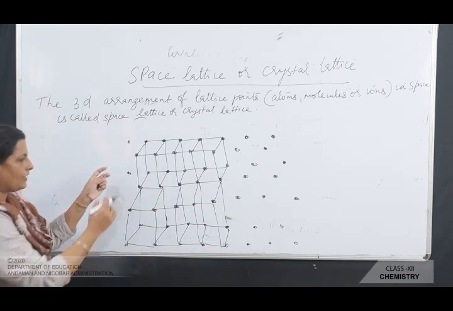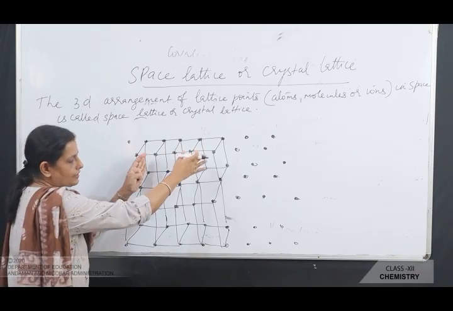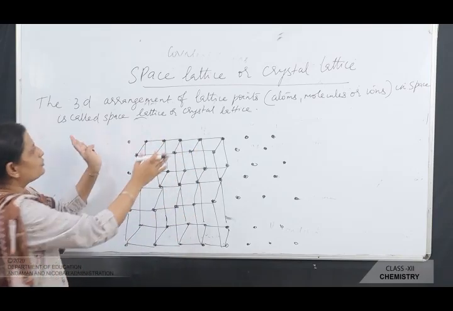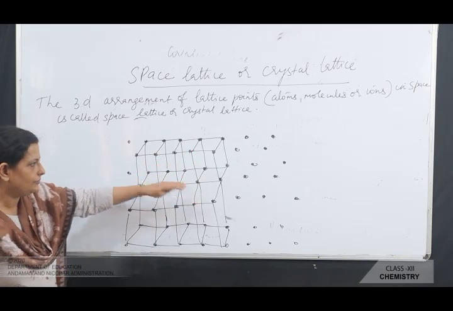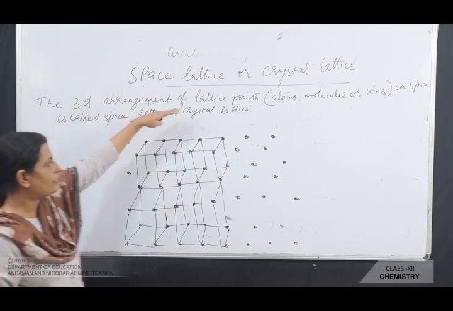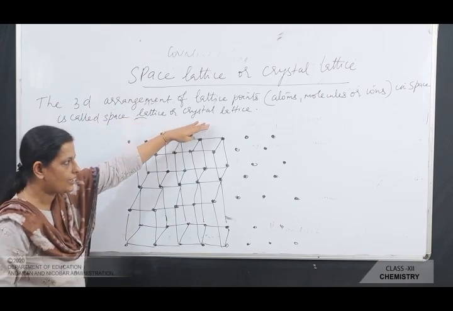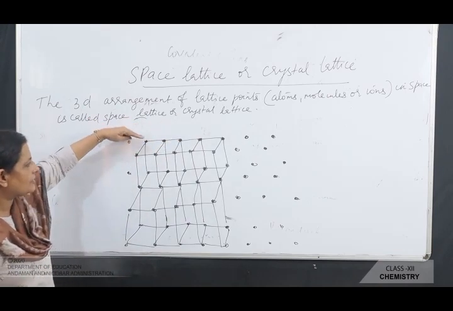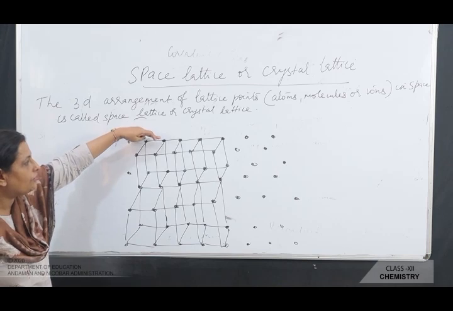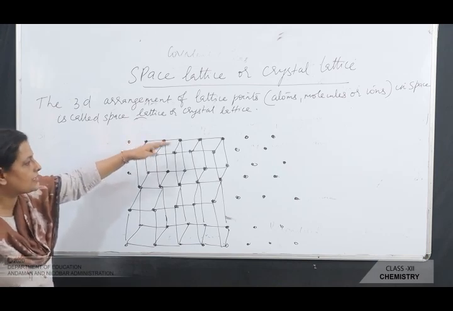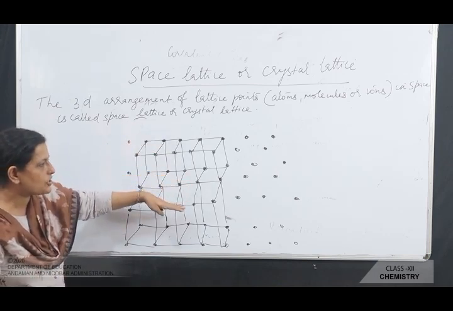So what can you say here? Different cubes are arranged together and it is giving rise to a crystal lattice here. So the three-dimensional arrangement of lattice points in space is called what? Space lattice or crystal lattice. So how are you arranging it? The lattice points are joined by straight lines which gives rise to different shapes to the crystal.